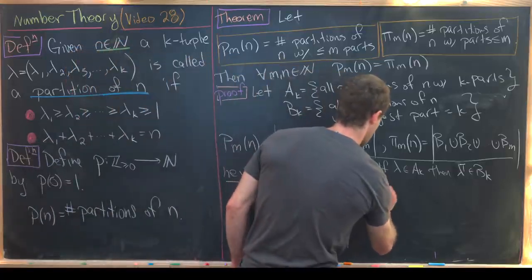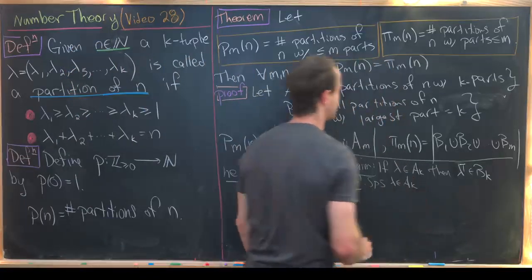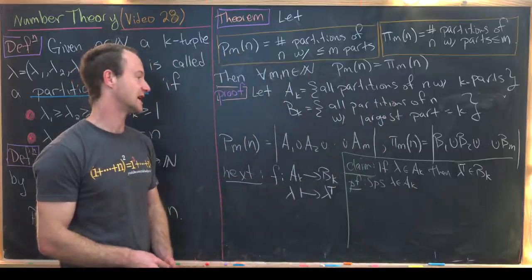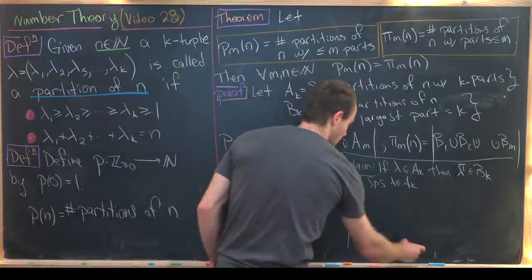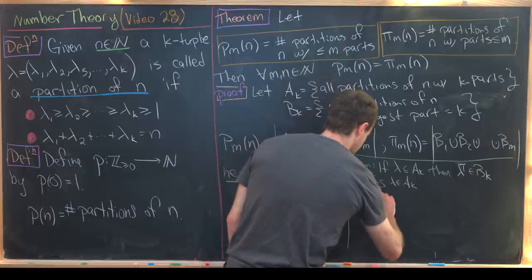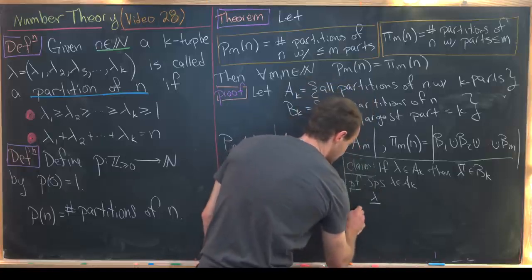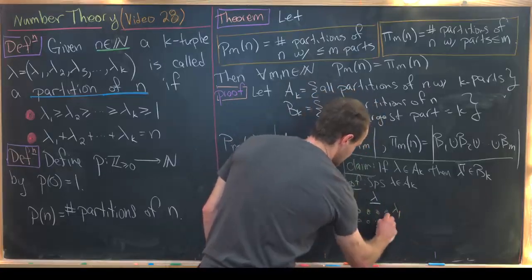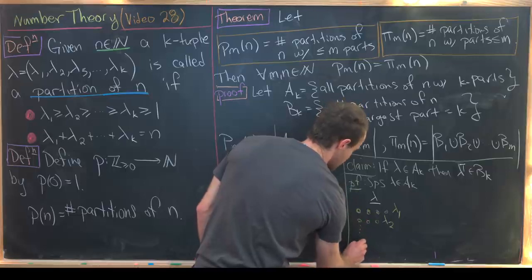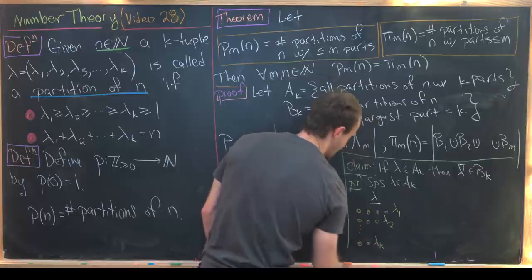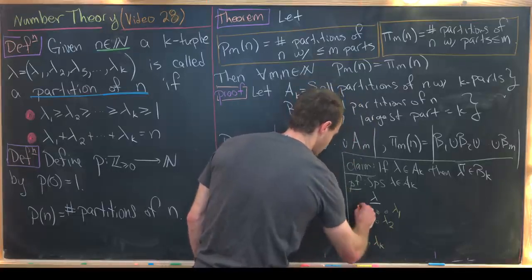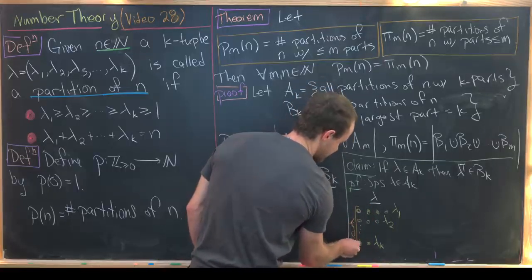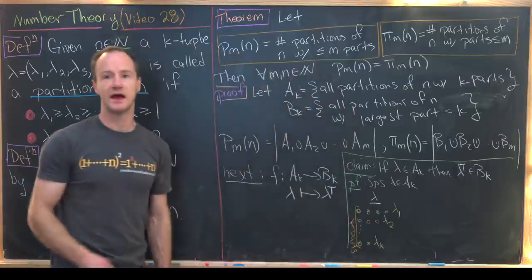So let's suppose that lambda is in A sub k. What does that mean? That means lambda has exactly k parts. So we could draw the Ferrers diagram for lambda. Let's do that. So it'll look like this. We'll have lambda 1 dots in the first row, lambda 2 dots in the second row, all the way down to lambda k dots in the kth row. And the important thing here is that there are exactly k parts. That's because we came from A_k.